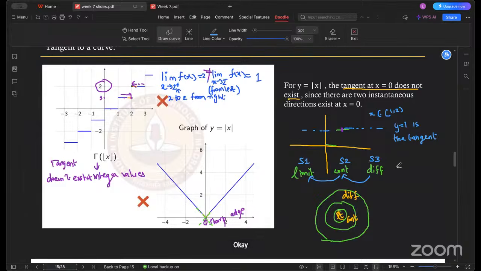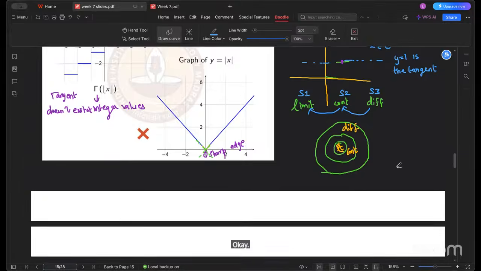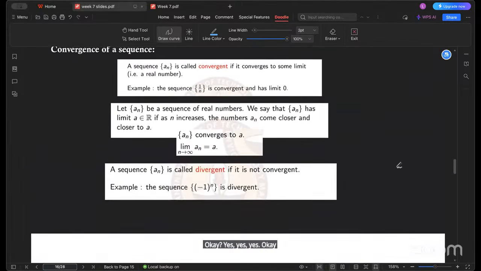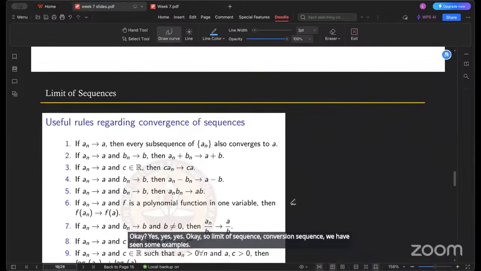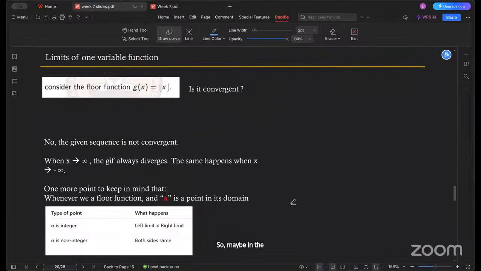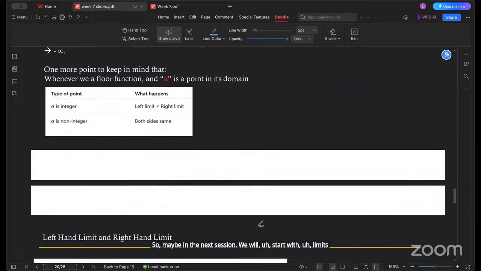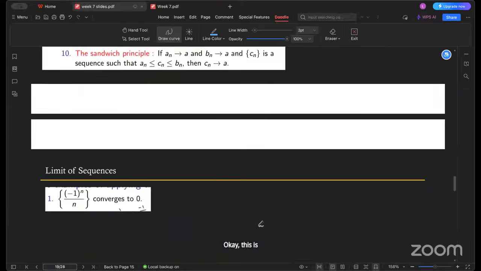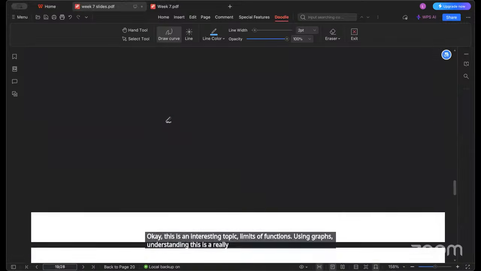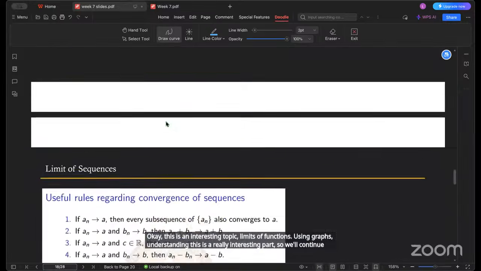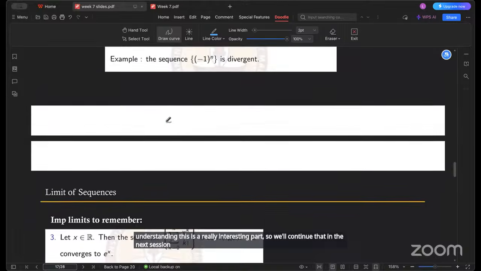Could you please share this PDF, ma'am? Yes. Okay. So limit of sequence, convergence of sequence, we have seen some examples. Maybe in the next session, we will start with limits of functions. This is an interesting topic, limits of functions using graphs. Understanding this is a really interesting part. So we'll continue that in the next session, most probably on Tuesday.